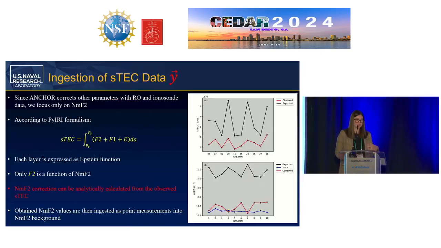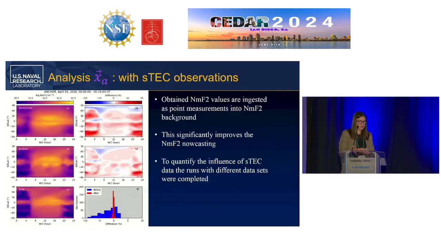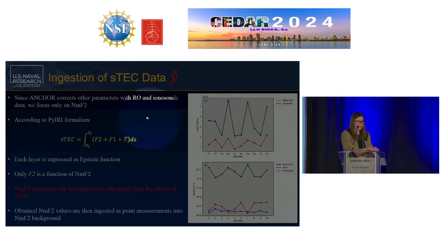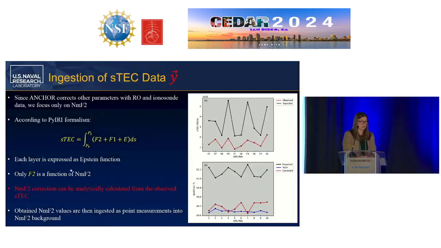So instead of this classical ingestion, we utilized the fact that our model is parameterized. According to IRI formalism, the slant TEC can be calculated as an integral from receiver to transmitter through the sum of all of the layers, the F2 layer plus F1 layer plus E layer. So we can use this equation to analytically find what the change to NMF2 should be to match the observed TEC. Since only our F2 layer depends on NMF2, we can analytically perform this calculation.